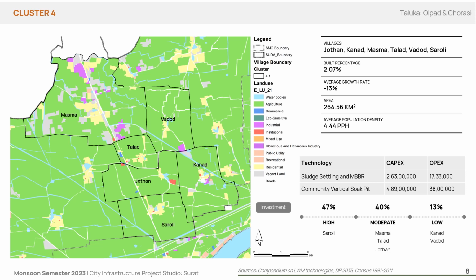The total CapEx cost was 7.5 crores and 55 lakhs OpEx, which is to be invested immediately for the high priority village Saroli, which requires 47% of the total investment. Another 40% is assigned for the second phase to cater to the three villages under the moderate category, and the remaining 30% to be invested for the two villages under the low category.